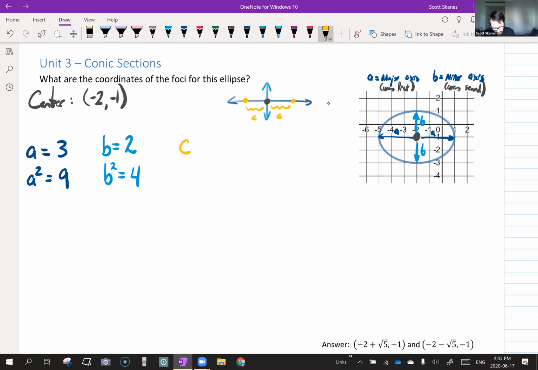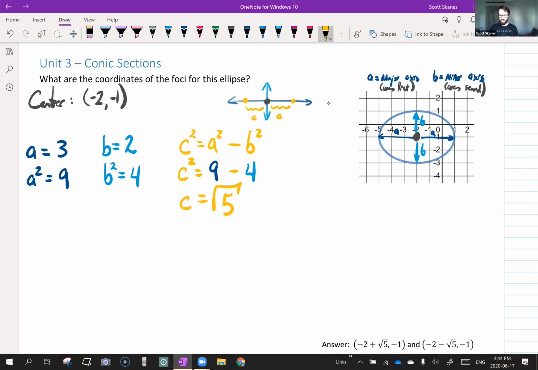Our C squared is A squared and B squared. Is it plus or minus? It's minus. Yeah, so Mohammed, you remember it. It's A squared minus B squared. Hyperbolas are plus. That means that C squared is 9 minus 4. I already have these. If you solve that, it's root 5. Okay?